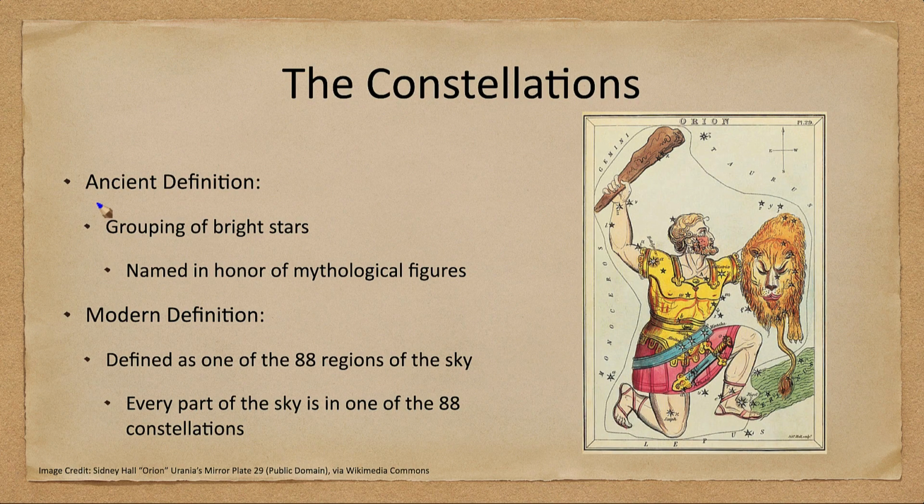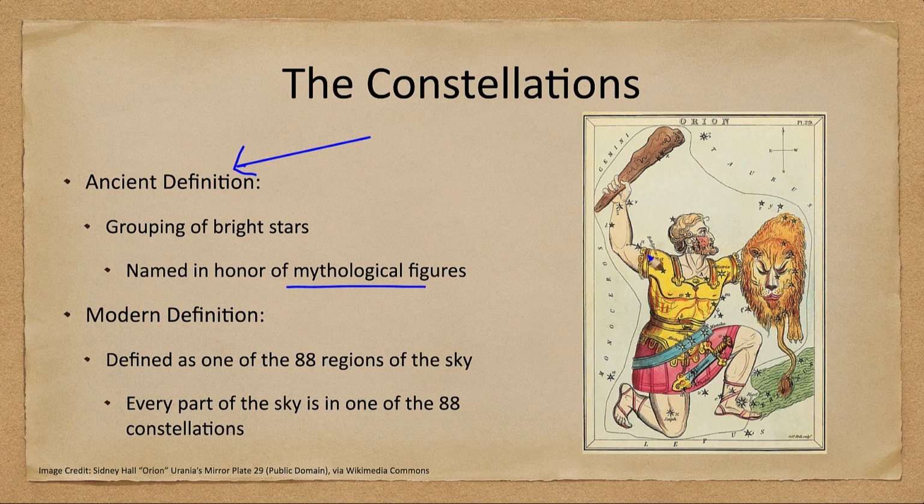Constellations, the definition has changed. The ancient definition was a grouping of bright stars, and you see a prominent region like this where you'd have some mythological figure, and that would be named around that. So here we see the constellation of Orion, and that it has the 3 bright stars in the belt and other bright stars outlining the body. And that was how they were named.